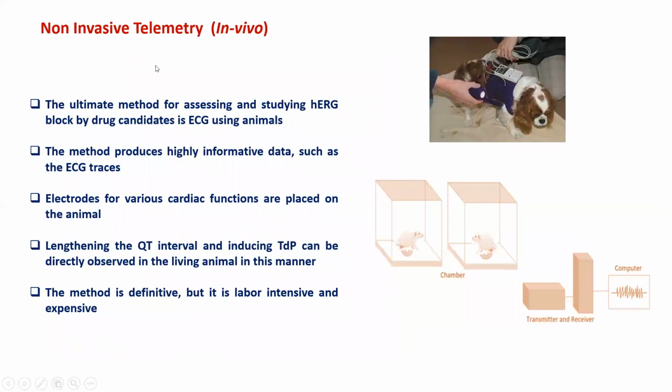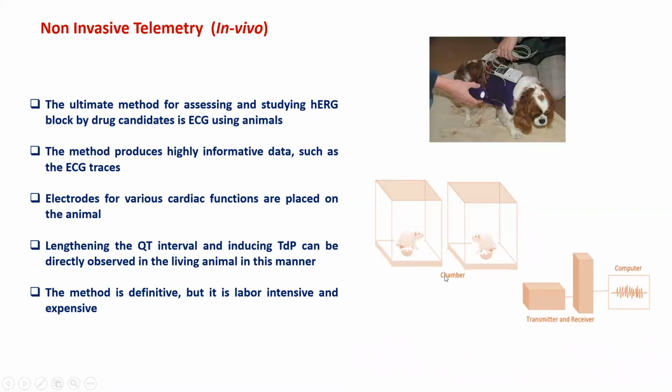Then another in vivo test is there, that is non-invasive telemetry. So the ultimate method for assessment and study of hERG block by a drug candidate is ECG using animals. In this method, they produce highly informative data such as the ECG tracings. Electrodes for various cardiac functions are placed on the animals, and lengthening of the QT interval and inducing Torsades de Pointes can be directly observed in the living animal in this manner. No need to do any type of surgery. The method is definitive, but it is labor intensive and expensive.